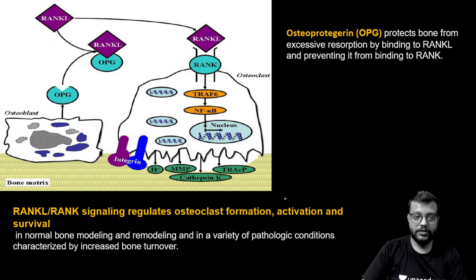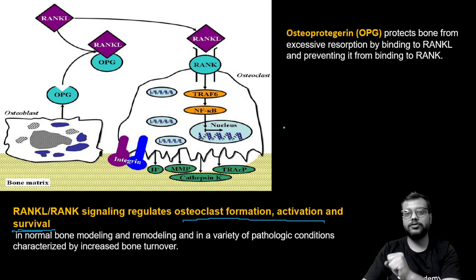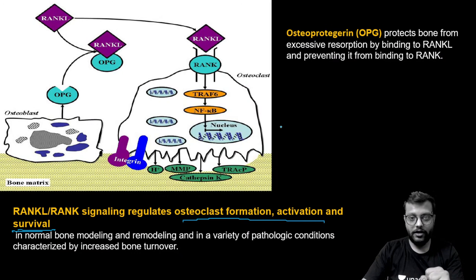Now here you can see the RANK mechanism. The RANK ligand signaling regulates osteoclast formation, activation as well as its survival. Okay, so how does remodeling happen? Osteoblasts get activated, which activates RANK. RANK binds to the RANK ligand in the osteoclast, which does the bone resorption.